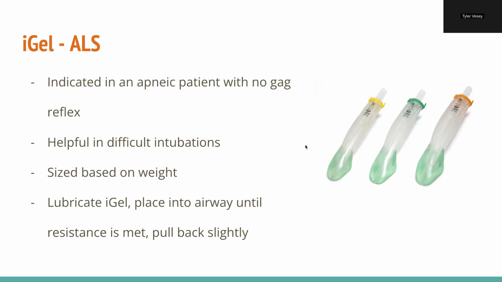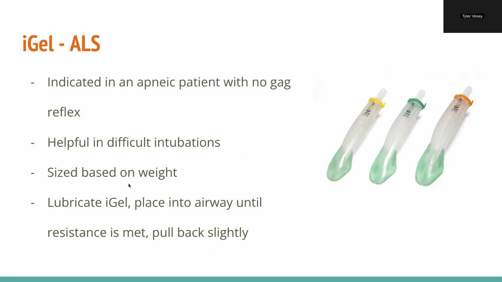Really any factor that is going to make it hard for us to get a good sight of the cords and have a successful intubation, or you're resource stricken, you're the only paramedic on a code, then the i-gel is a really good option. There's a lot of studies saying it's very successful. It's almost as good as intubation. Obviously not the gold standard at the paramedic level, but it does a really great job of helping us get an airway. Remember that these are going to be sized based on weight.